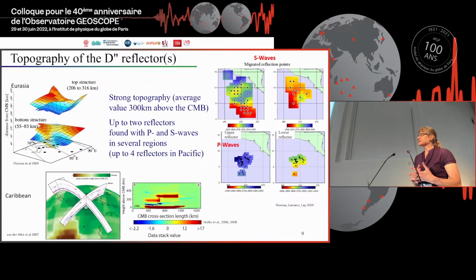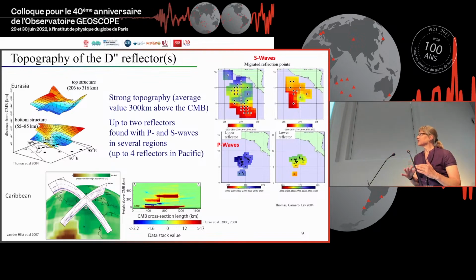Then when we look at this reflector in more detail using the travel times, you can see that some of these reflectors or some areas seem to have very large topography. Up there is one in Eurasia, the reflector beneath Eurasia. On the other side is one beneath the Caribbean. Down here is also the Caribbean. And so apparently there's very large topography.